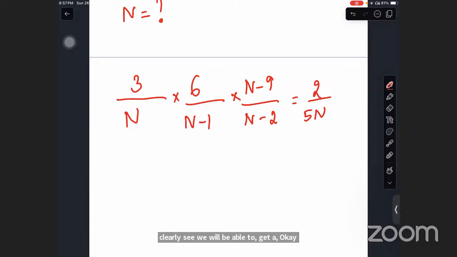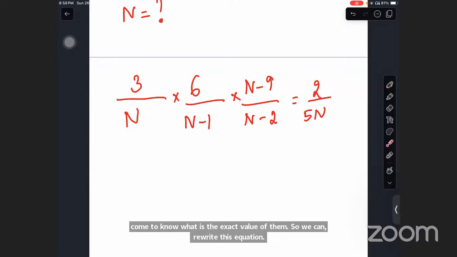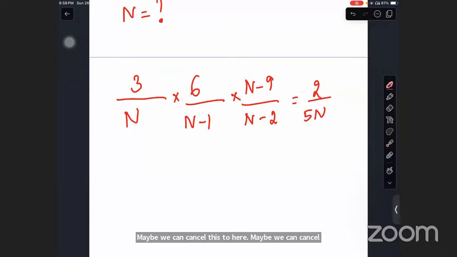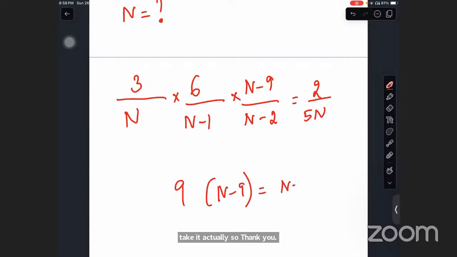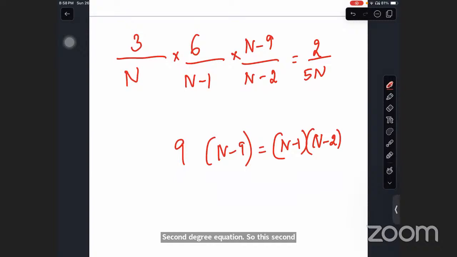So we can rewrite this equation. Maybe we can cancel this 2 here. These 2 we can cancel, and the left out thing we can take. So 9 into n-9 and n-1 into n-2. So basically we are getting a second degree equation. So this second degree equation we have to calculate. So n square minus 3n plus 2 is equal to 9n minus 81.